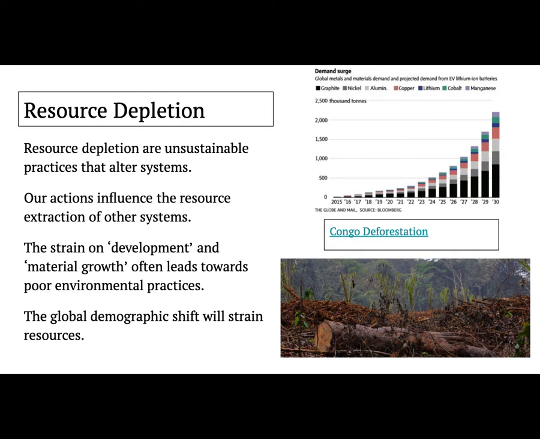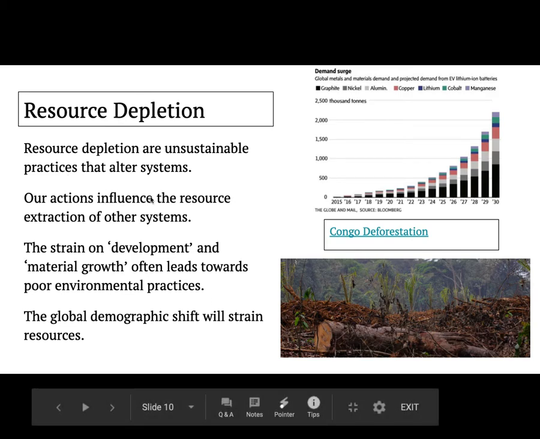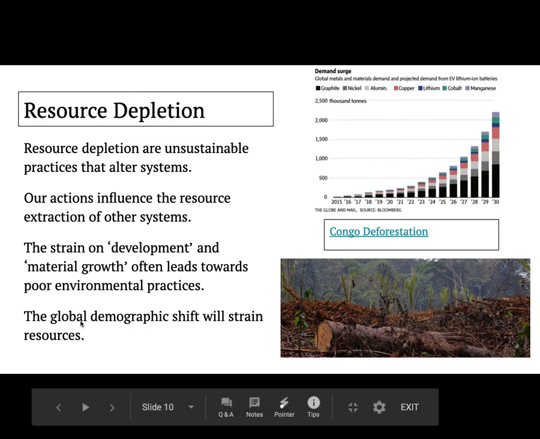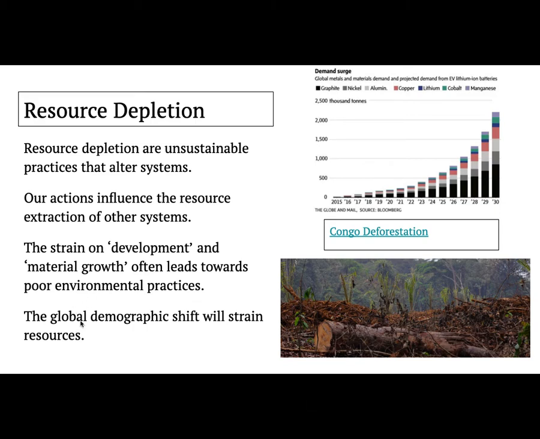And then finally, resource depletion. So resource depletion talks about using natural resources for human development and human goods. Our actions influence the resource extraction, but also influence the hydrology, the geology, the climate, the biosphere around us. The strain on development and material growth, that countries often want in order to increase wages and lifestyles for people, often leads to poor environmental practices. And as people continuously shift in the global population towards development and urbanization, we're going to see those resources get more and more strained.